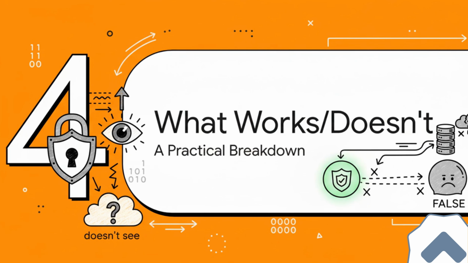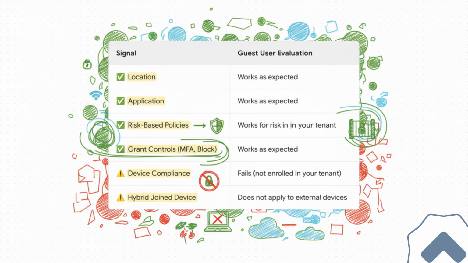Okay, so what does this blind spot actually mean in practice? Let's get real and break down what signals you can still rely on and which ones you just can't. Getting this right is the difference between having real security and just security theater. And this table lays it all out perfectly. The stuff that works, it's pretty straightforward. Things like the user's IP address location or the specific app they're trying to hit. Your tenant can see that stuff, so it works. Risk-based policies also work, but, and this is key, only for risks detected in your tenant, like an impossible travel sign-in. And of course, you can still require MFA or just flat out block them.